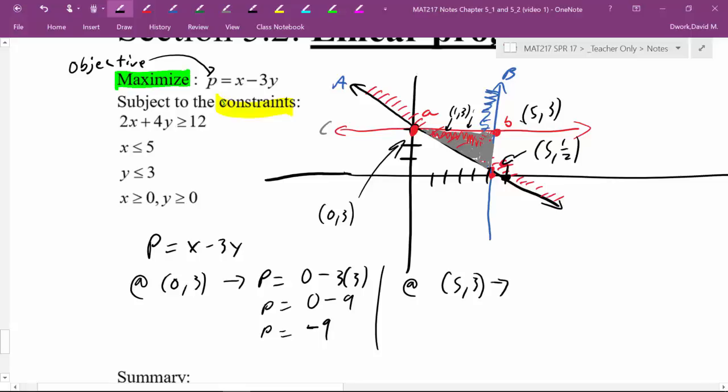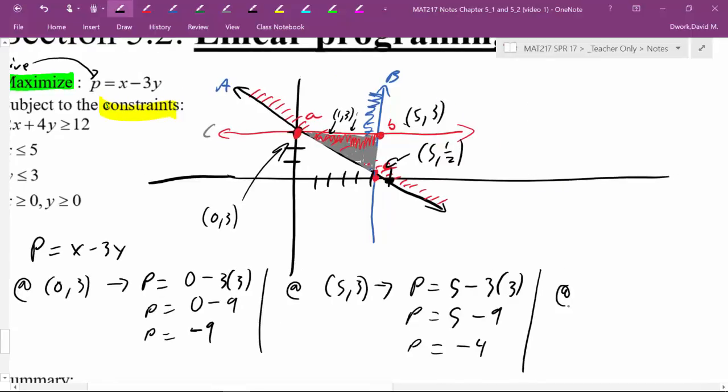5, 3. P equals 5 minus 3 times 3, so 5 minus 9, which makes negative 4. Clearly, if I'm trying to maximize my profit, I would much rather lose $4, or $4 million, or whatever this means in your word problem, than lose $9. But I still don't want to lose money. So let's keep checking.